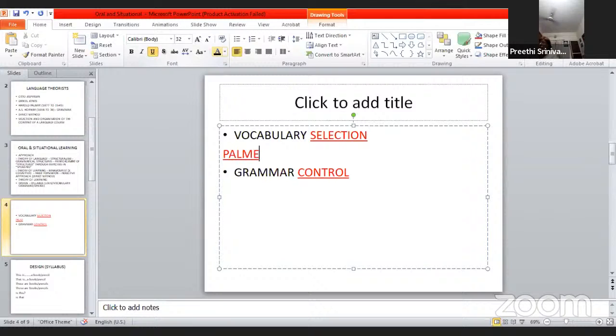Palmer, Coleman report, all these emphasized the importance of vocabulary. So these people, Palmer, Hornby, they did a lot of research, right? And they had vocabulary selection.